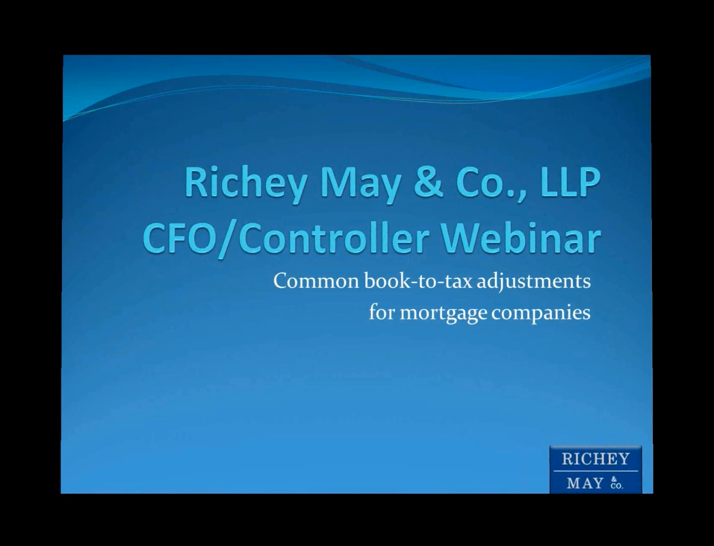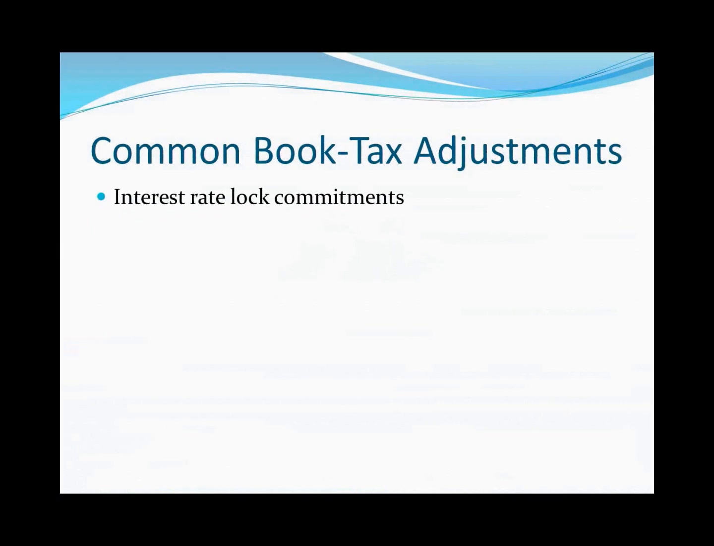Okay, last couple of things. I know we've only got about 10 minutes or so left, so I'm going to try and go through these fairly quickly. I just want to talk about a couple of common book tax adjustments. One's related to interest rate lock commitments and then the associated hedge, and then another one's related to the loan loss reserve.